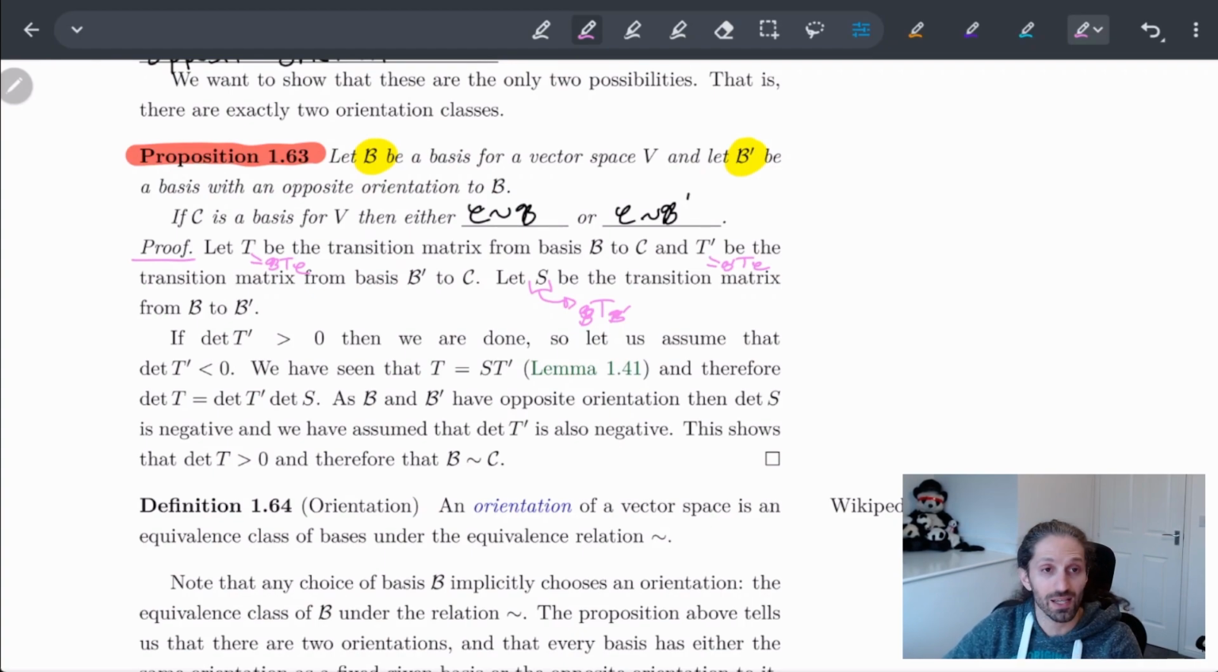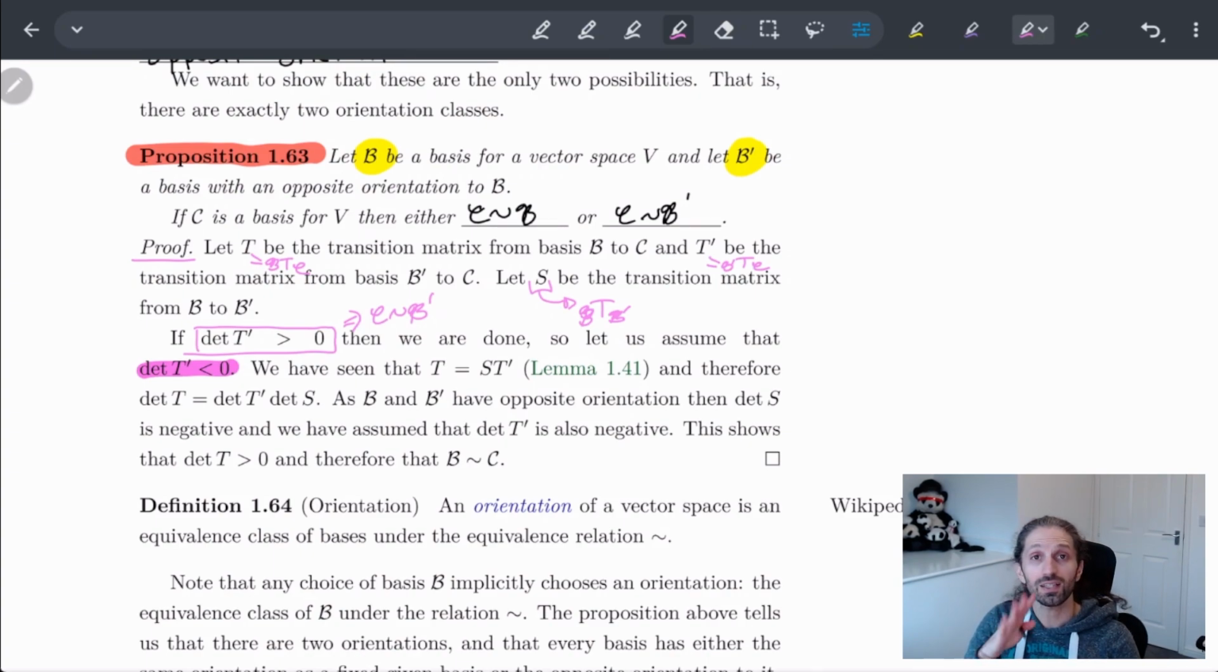So one of the options is that the determinant of T prime is greater than 0, right? So if the determinant of T prime is greater than 0, this implies that C is equivalent to B prime, which is one of the two options, right? So we're saying it has to be one of these two options. This is one of the two options, so we're happy. So instead, we're going to assume that the determinant of T prime is not positive. We're going to assume it's less than 0. So let's assume instead that the determinant of T prime is less than 0.